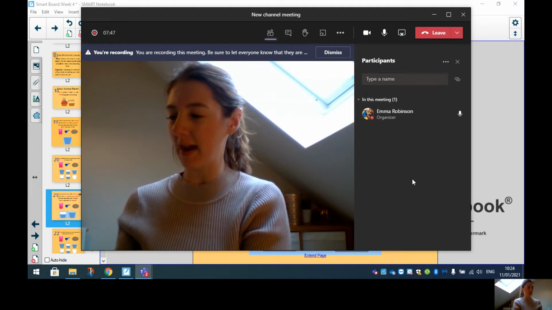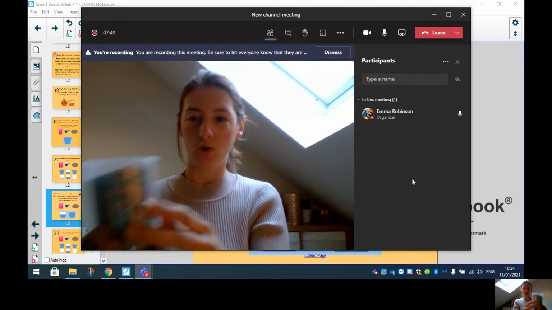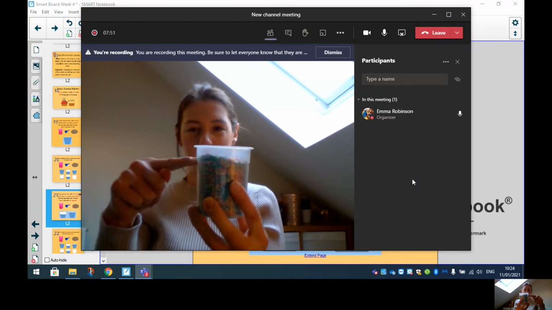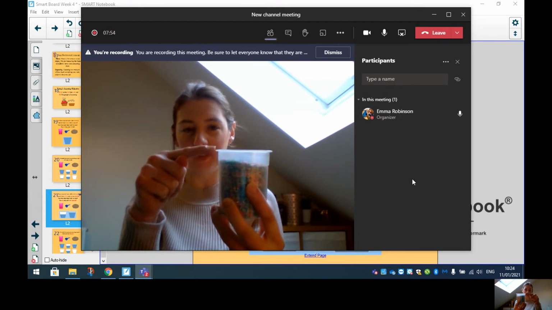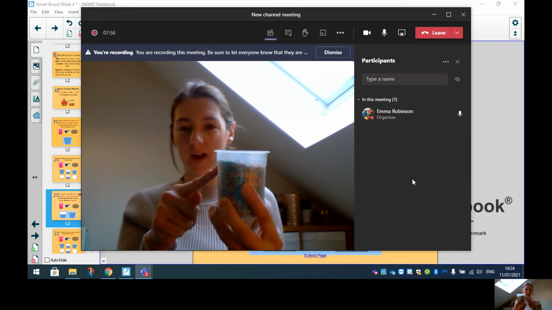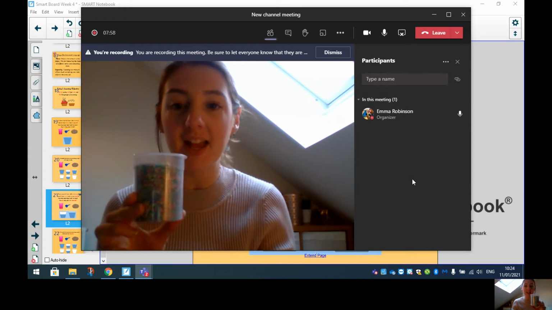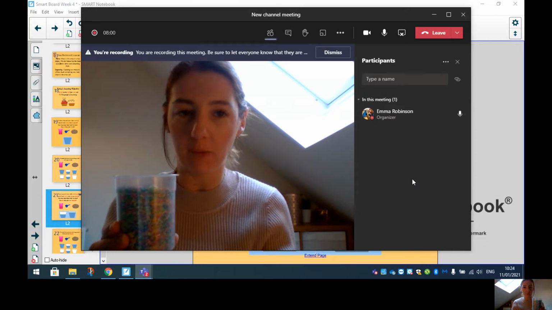I might just pour a little bit out because it does look a little bit full. Okay, can you see now that my rice is not all the way to the top? It's a little bit off. So my rice, I would describe this cup as nearly full.